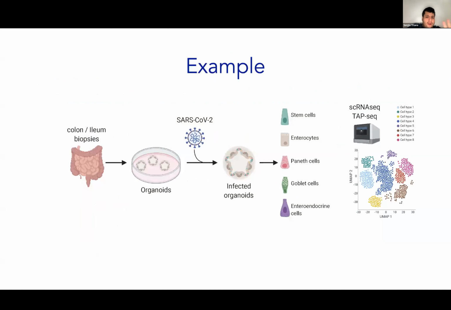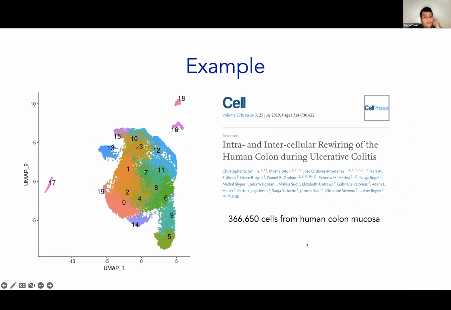I'm going to go through a quick example with one of my old data sets, just for general information of what we are going to see here. These are colon and ileum biopsies that we grow organoids from, we infect them with SARS-CoV-2, and then we analyze these organoids with single-cell RNA-seq. Basically, what we had was a UMAP like this, where we have around 18 clusters.